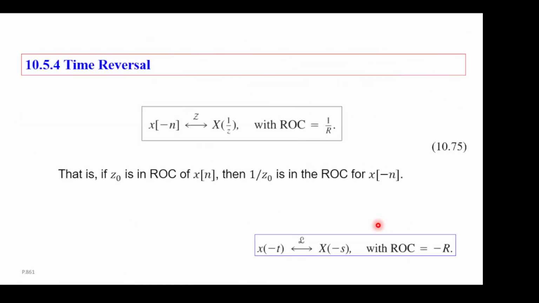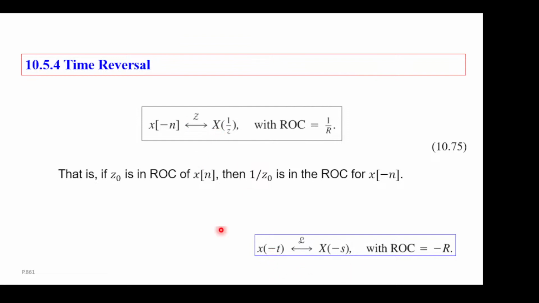Okay. And then we have time reversal. So time reversal also looks a little weird. If you get a negative sign on n, so x of minus n, its z transform is big X of 1 over z. Okay. So you see this a bit weird exponential thing in the s.